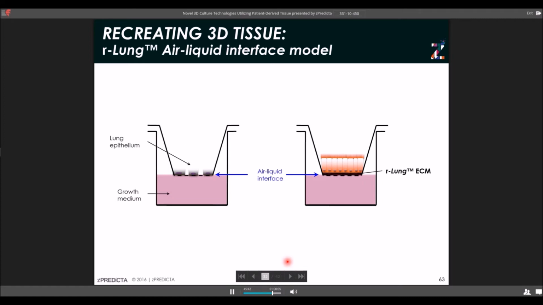Another use of the more comprehensive models is an air-liquid interface looking at lung cancer. And in this case, again, it's a modified transwell model where you can supply the lung-specific matrix for the cells to polarize, and when they're exposed to air, form the microvilli.